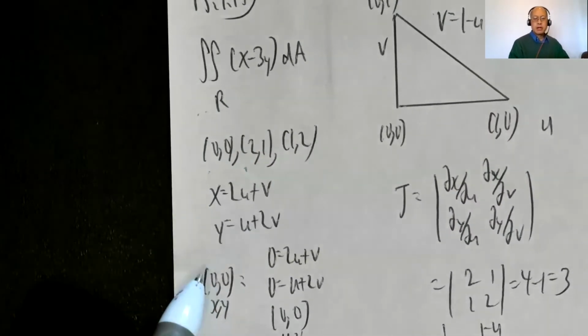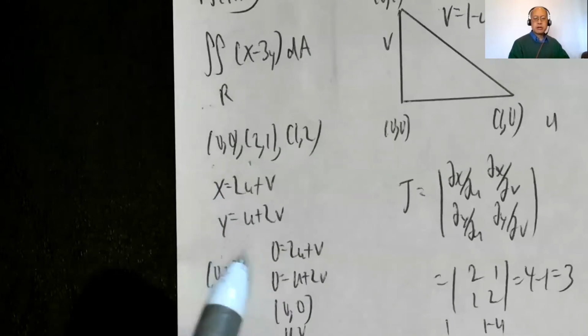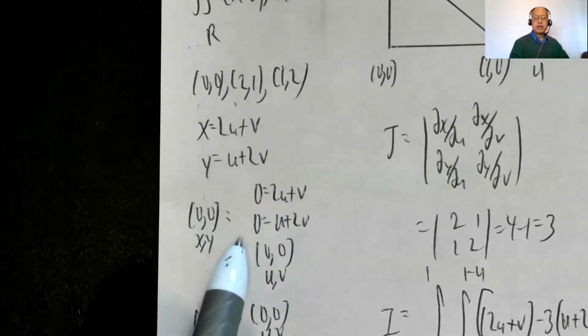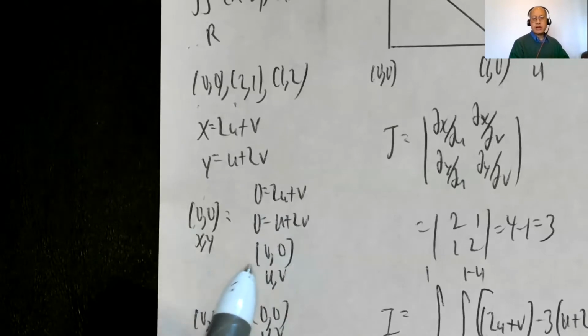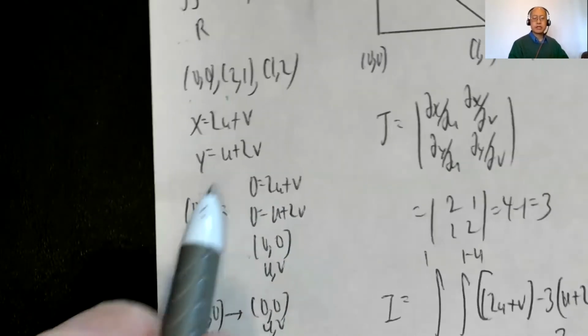So 0, 0 in x and y: 0 equals 2u plus v, 0 equals u plus 2v. You end up with 0, 0. So it stays the same. This one's a little harder because you have to solve 2 equations, 2 unknowns. So 0, 0 stays 0, 0.